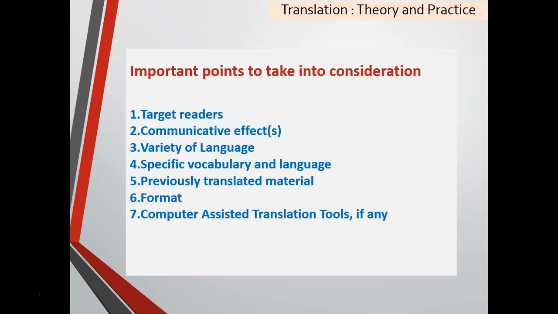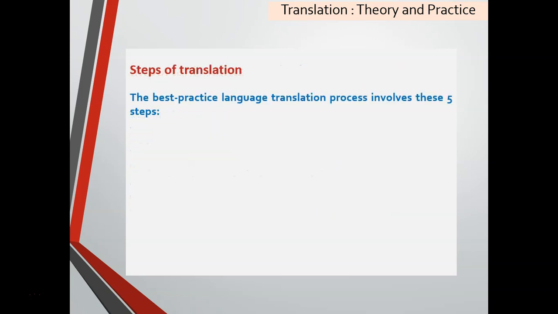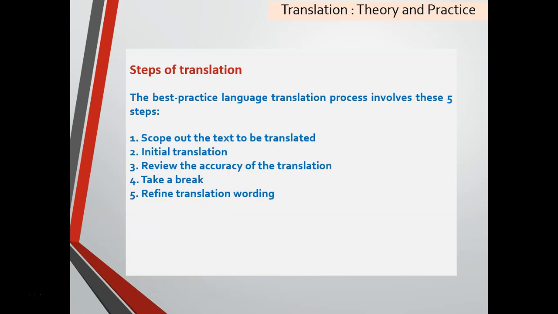Finally, if we can come up with a conclusion of what steps translators should take in order to accomplish a translation task, we can say there are 5. The best practice language translation process involves these 5 steps. First, scope out the text to be translated. Second, the initial translation. Third, review the accuracy of the translation. Fourth, take a break. And fifth, refine the translation wording.